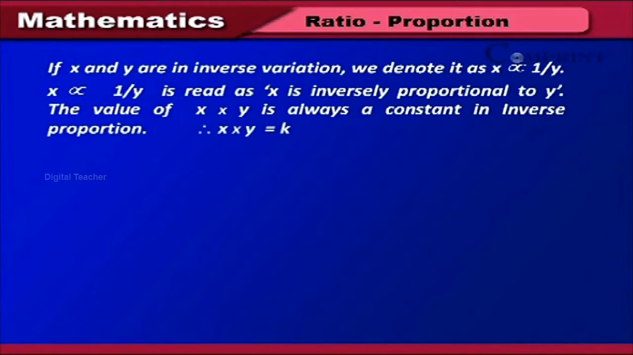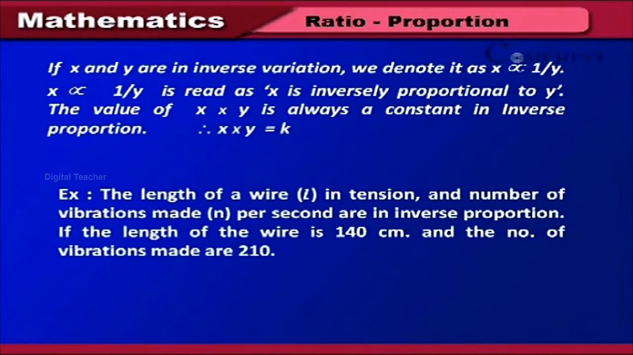If x and y are in inverse variation, we denote it as x inversely proportional to 1 by y. This is read as x is inversely proportional to y. The value of x into y is always a constant in inverse proportion. Therefore, x into y is equal to k.